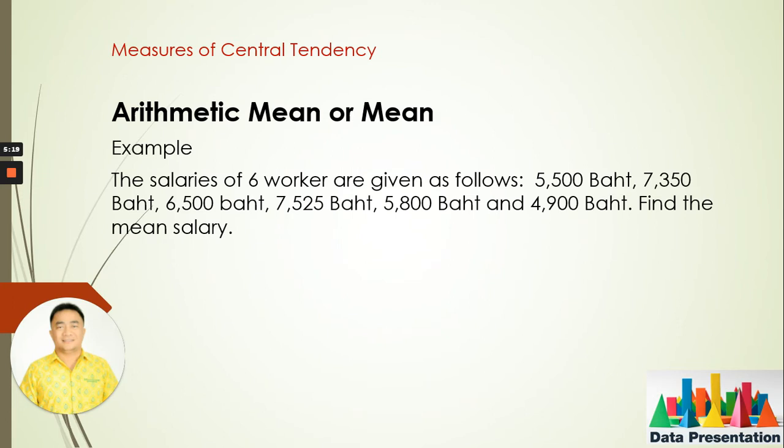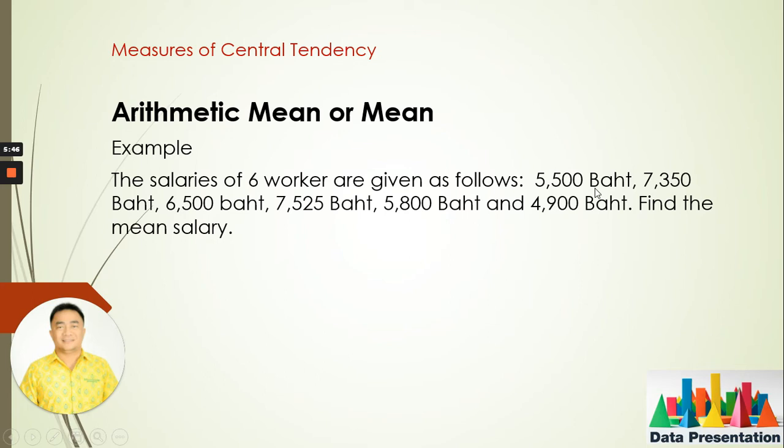We have the salaries of 6 workers given as follows: 5,500 baht, 7,350 baht, 6,500 baht, 7,525 baht, 5,800 baht, and 4,900 baht. Now we're going to find the mean salary. Again, using the formula, we can find the mean salary.